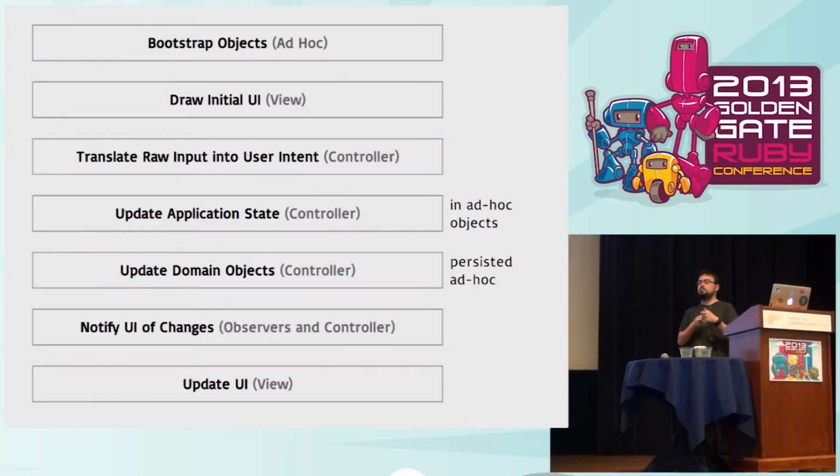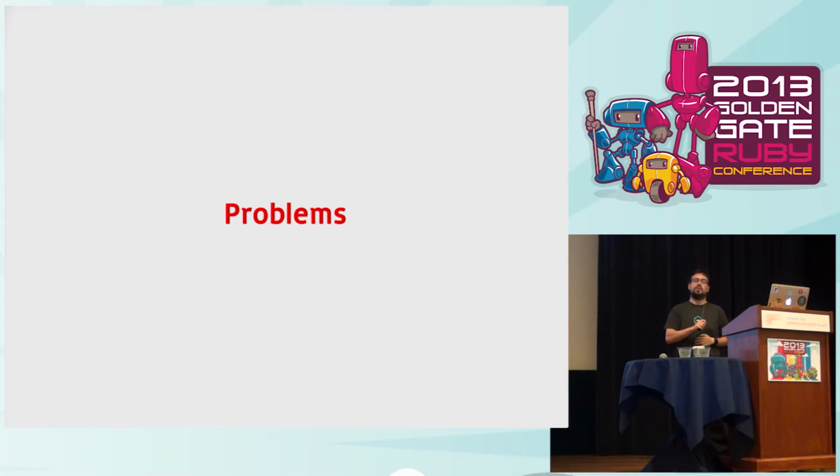So people obviously build patterns. When you write Backbone code or you write Smalltalk code, you come up with patterns that help you to organize this, but the actual MVC pattern itself does not tell you where to put your application state or where to put your domain objects. So what problems do we have here?